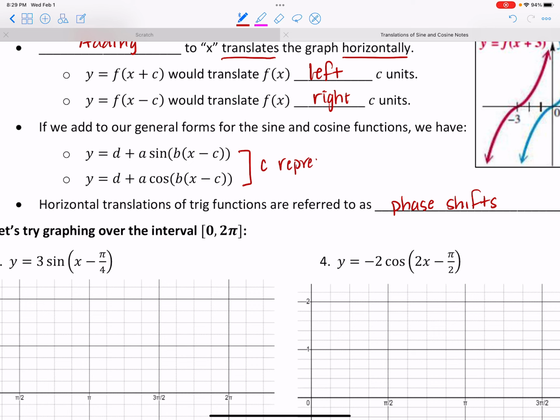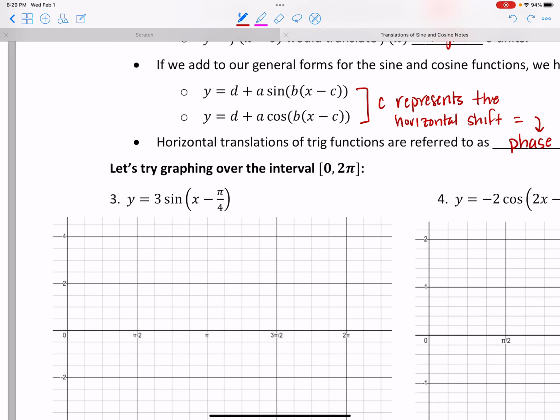So C represents the horizontal shift, which is a phase shift. Okay, so those are interchangeable words, but typically we will use the terminology phase shift. Okay, now something important to notice, which we'll come back to when we get to number 4, is the form that we have here, where b is outside of these parentheses. So we have like factored form in here. So b as a factor of x minus c, and then x minus c as a separate factor. I don't know if I said that right, but we'll come back to that in just a second.